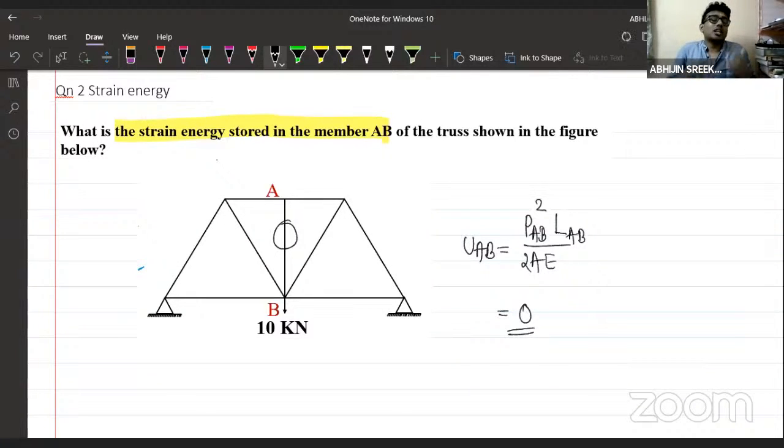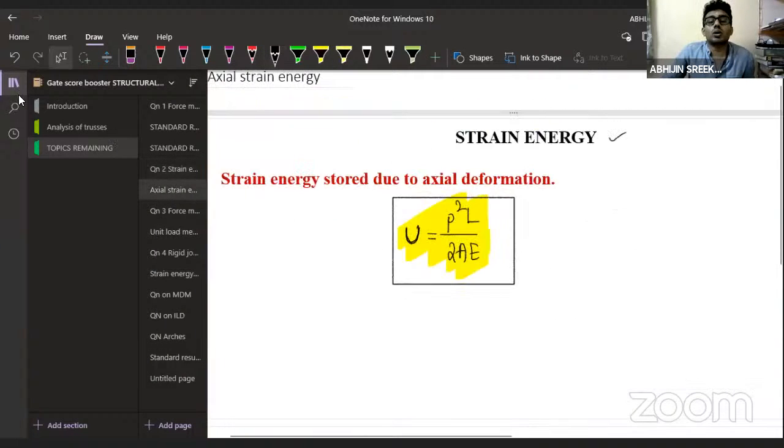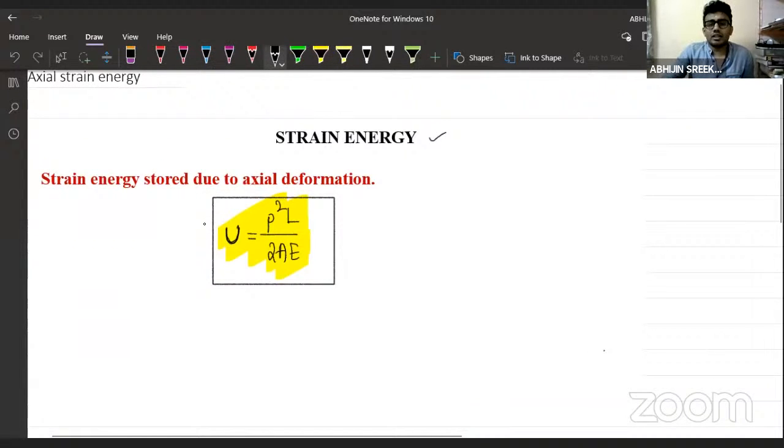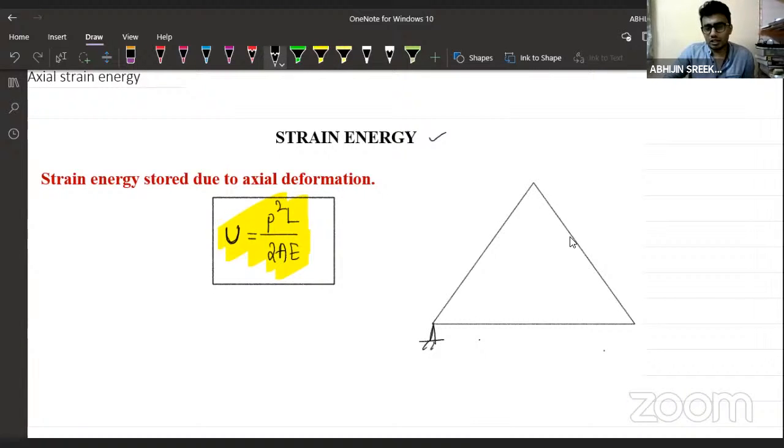Okay. So what if I ask you to calculate the total strain energy stored in the truss? What is the procedure? What do we have to do? Here we were asked to calculate the strain energy stored in the member AB. What if I ask you what is the total strain energy stored in the truss? Also very simple. Suppose I am taking a truss here. This is a very, very simple or basic truss.